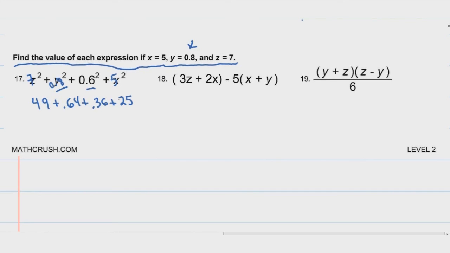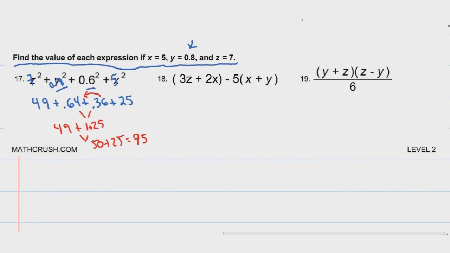And since it's all addition, order doesn't matter. So we can do, oh, there's an easy one, 0.36 plus 0.64. That will give us 1. And so all we have is 49 plus 1 plus 25. Let me put a plus sign there. And that would be 49 plus 1 is 50, plus 25 will give us 75.